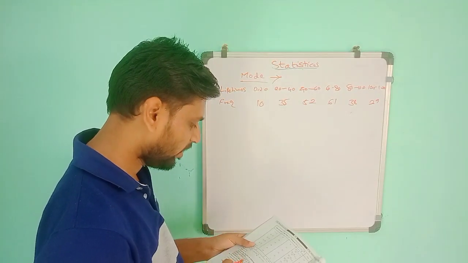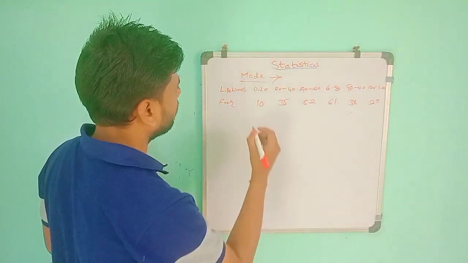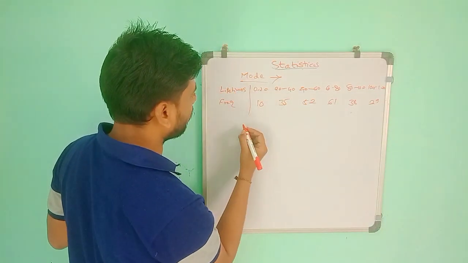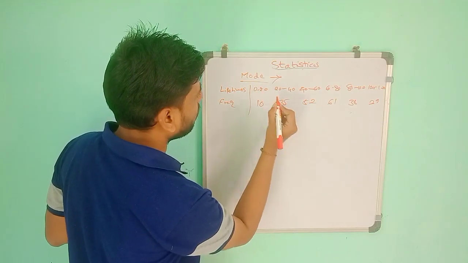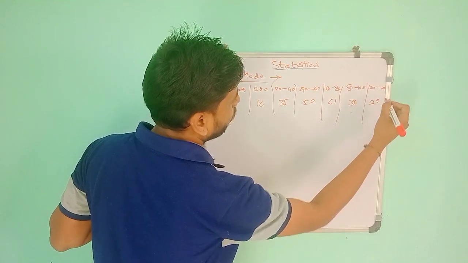So you have to determine the modal lifetime of the components. So directly we can take the modal class. See here, 0 to 20, 20 to 40, 40 to 60, 60 to 80, 80 to 100, and 100 to 120.